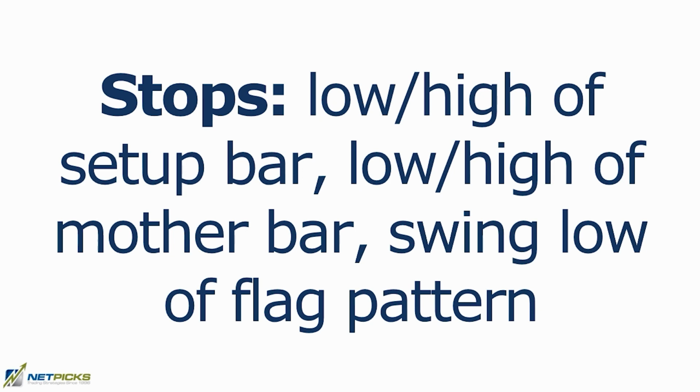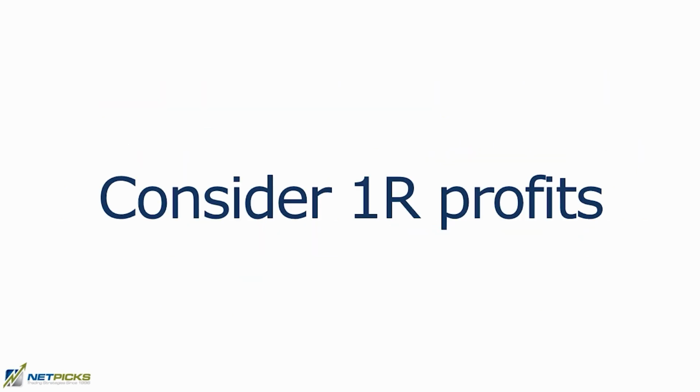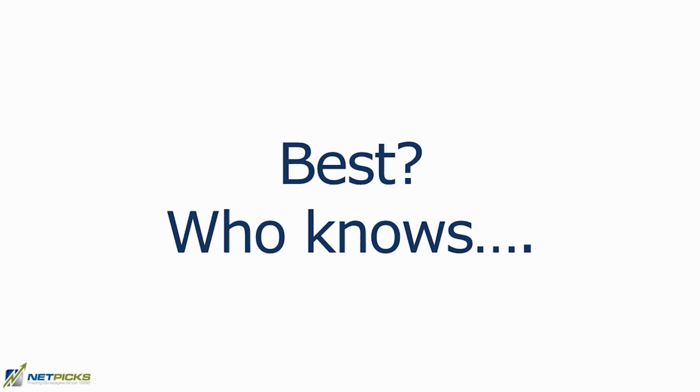Stop loss will go in a different location depending on the strategy. If you're using flags, the stop is going to go below the low of the last swing in an up move. If you use the setup bar strategy, it's going to go below or above the setup bar depending on which direction you're going. Inside bar setups, right? Stop loss goes under or above the mother bar. Consider taking 1R profits on the trades, or 1.2R profits to cover commissions.